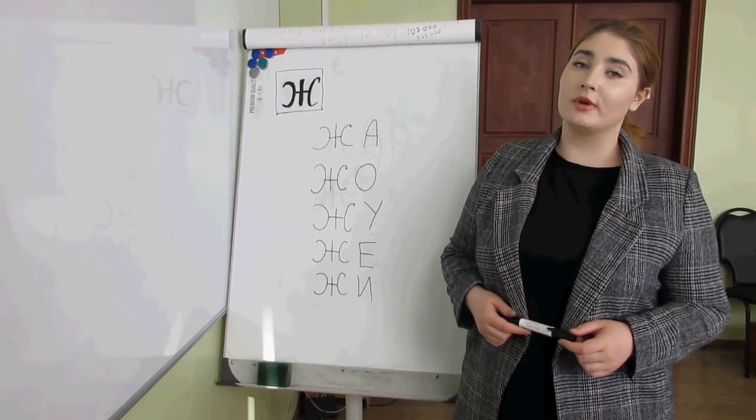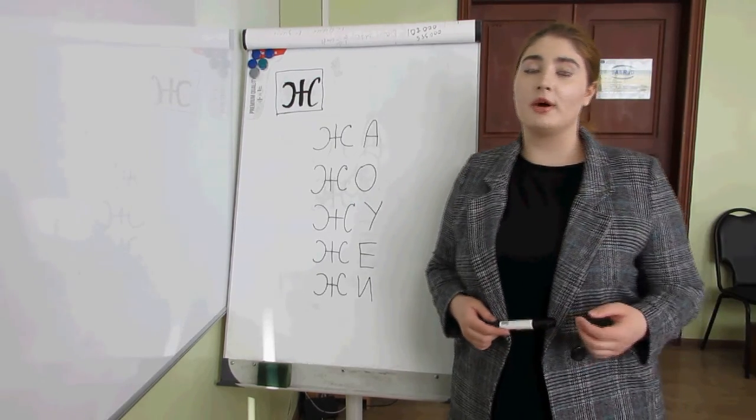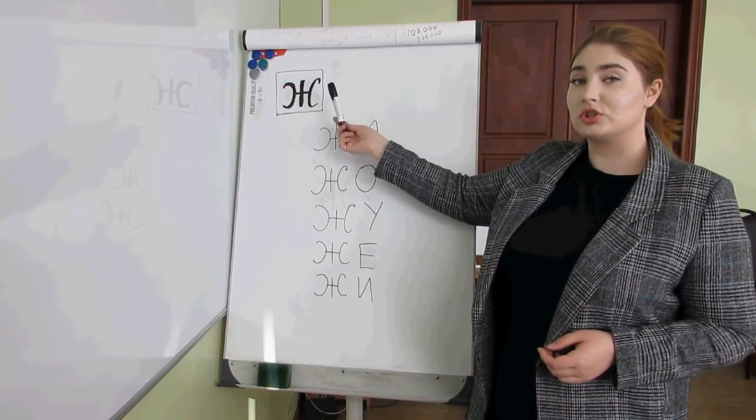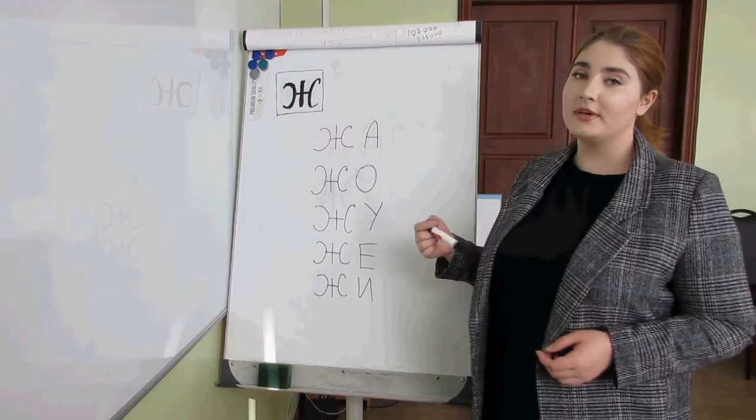Today we are going to continue our lessons about written rules. There is the letter Ж. Repeat after me.